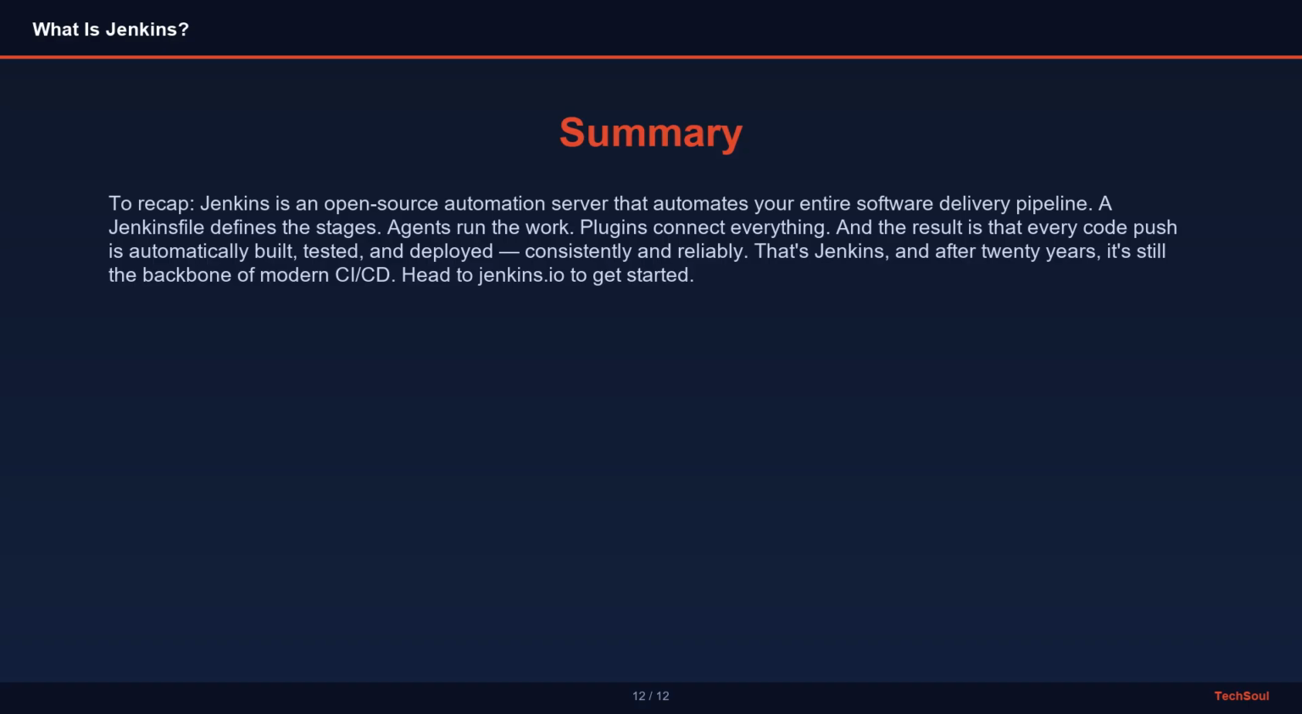To recap, Jenkins is an open-source automation server that automates your entire software delivery pipeline. A Jenkinsfile defines the stages. Agents run the work. Plugins connect everything. And the result is that every code push is automatically built, tested, and deployed, consistently and reliably. That's Jenkins, and after 20 years, it's still the backbone of modern CI/CD.